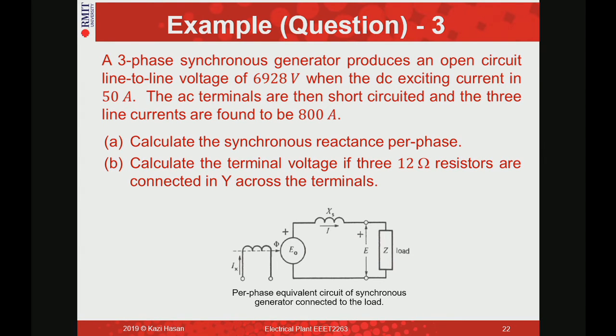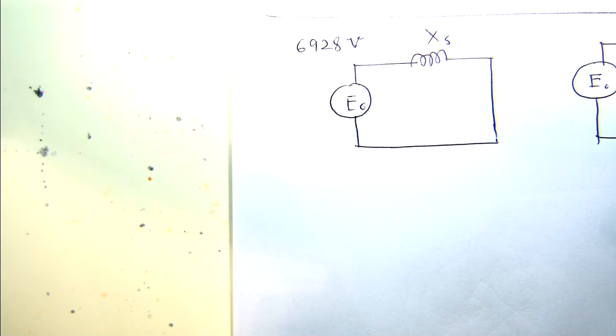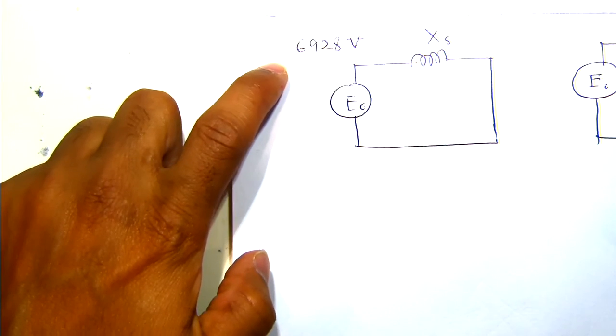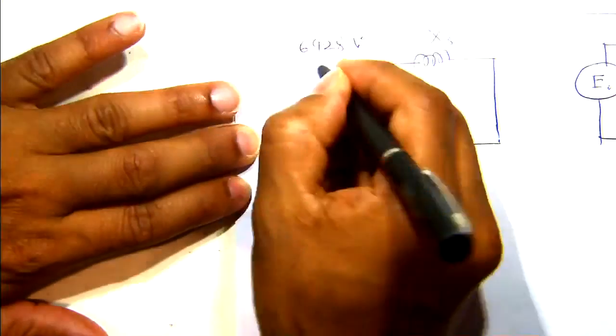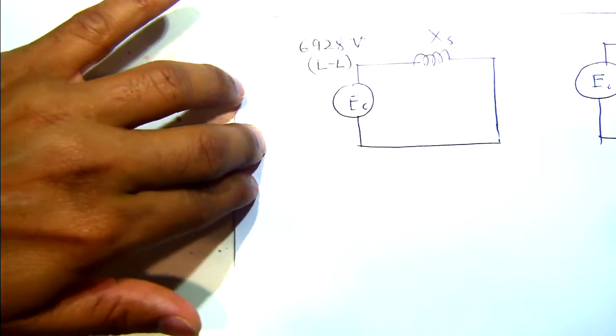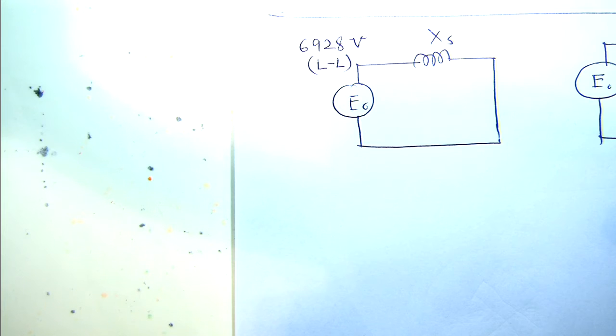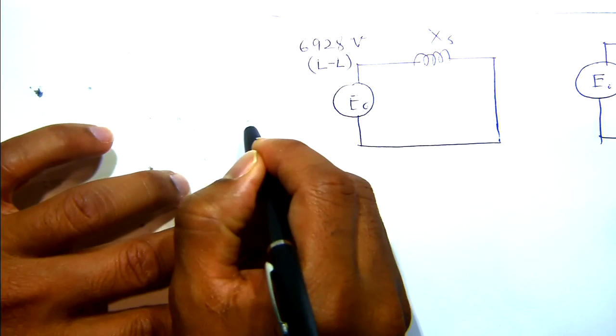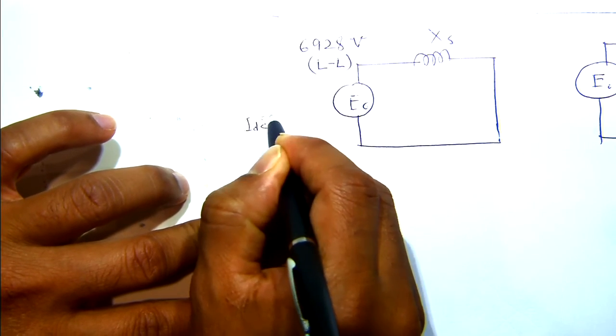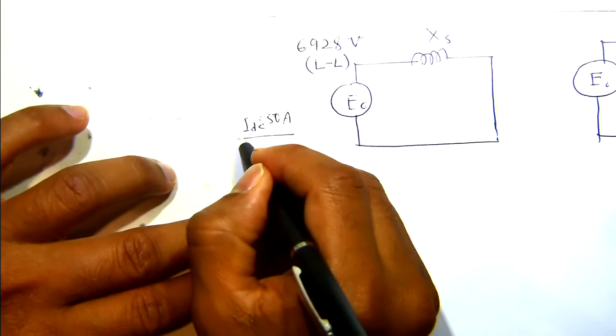Yes. Now, where are we? We are sort of here. The first part, it is saying that three-phase synchronous generator produces an open circuit line-to-line voltage 6928. This is line-to-line voltage. So this is the voltage generation here. And the DC exciting current is 50 ampere. Here IDC is 50 ampere. Anyway, that is given. That is good information. We will not use it anyway.